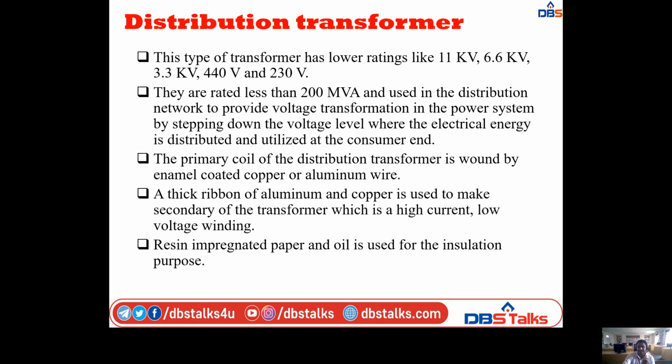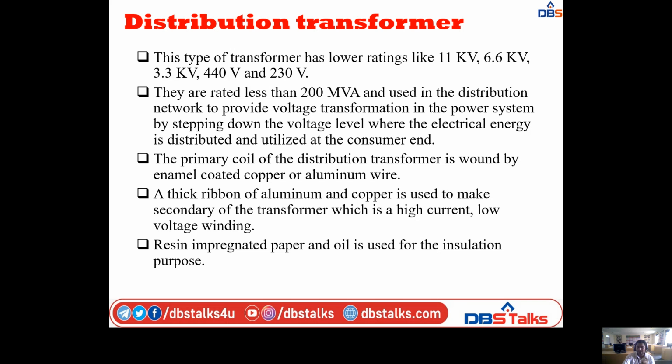Next, coming to the distribution transformer. This type of transformer has lower ratings like 11 kV, 6.6 kV, 3.3 kV, 440 volts and 230 volts. They are rated less than 200 MVA and used in the distribution network. Previously the power transformer was used in the transmission network, but the distribution transformers are used only for distribution purposes, to provide voltage transformation in the power system by stepping down the voltage level where the electrical energy is distributed and utilized at the consumer end.